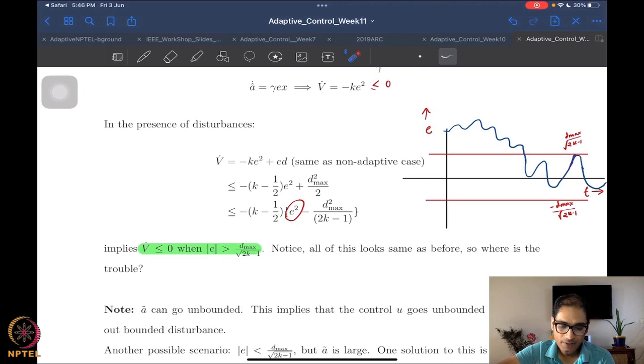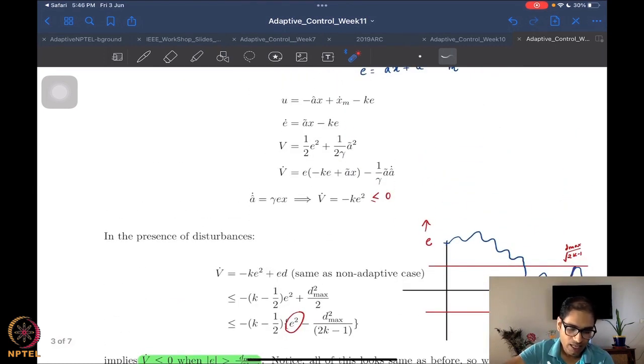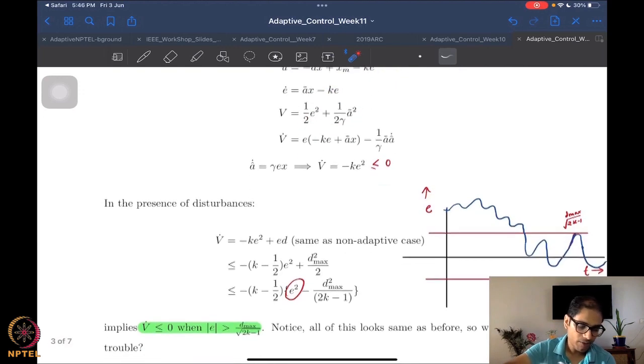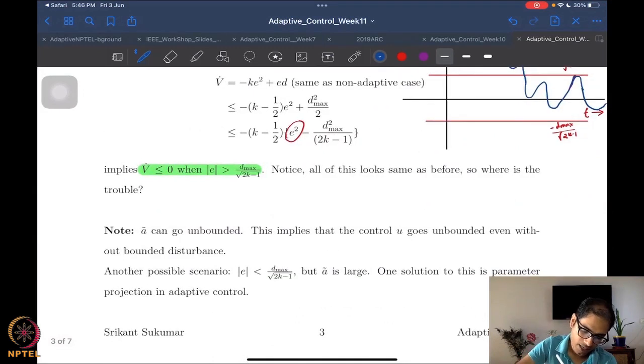As long as you are outside this set, V dot is negative, so V is decreasing, or non-increasing at most. Therefore everything here remains bounded, because if you remember, this implies E and A tilde remain bounded.